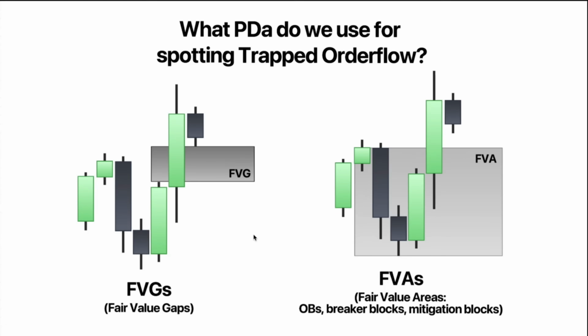So when it comes to trapped order flow, we identify it using fair value gaps and fair value areas. Again, the fair value areas, very simply put, are your three blocks: your order blocks, breaker blocks, and mitigation blocks. You can view those and just call it one thing. Call them fair value areas. They are the same thing. So really, you can just combine all those three PD arrays and view them as one. Again, simplifying where we can.